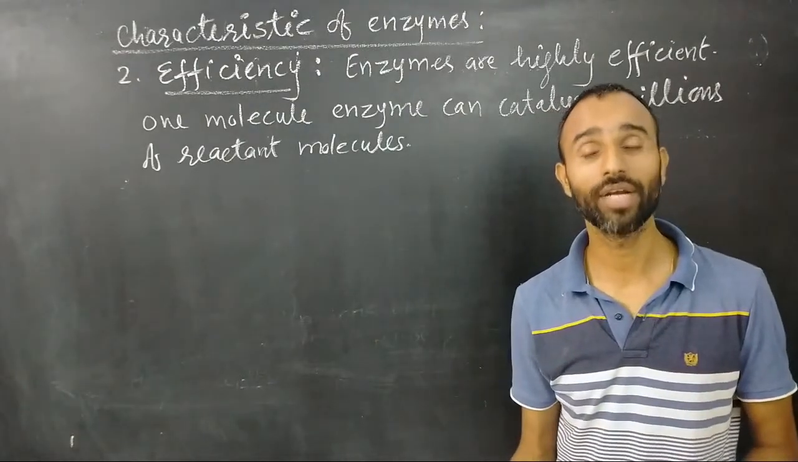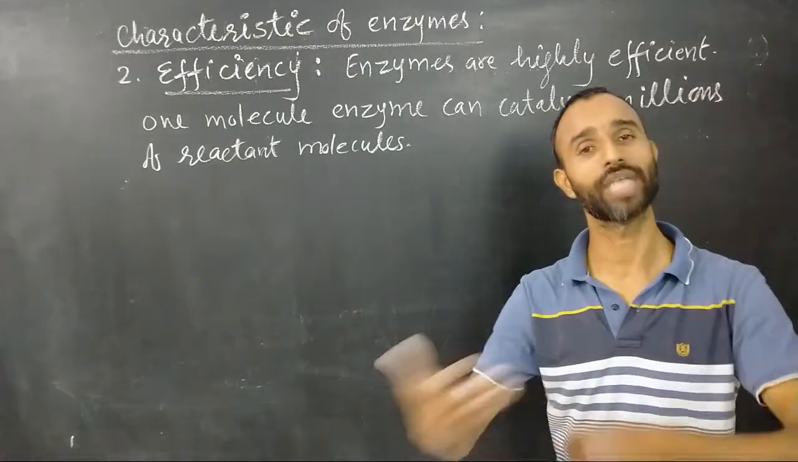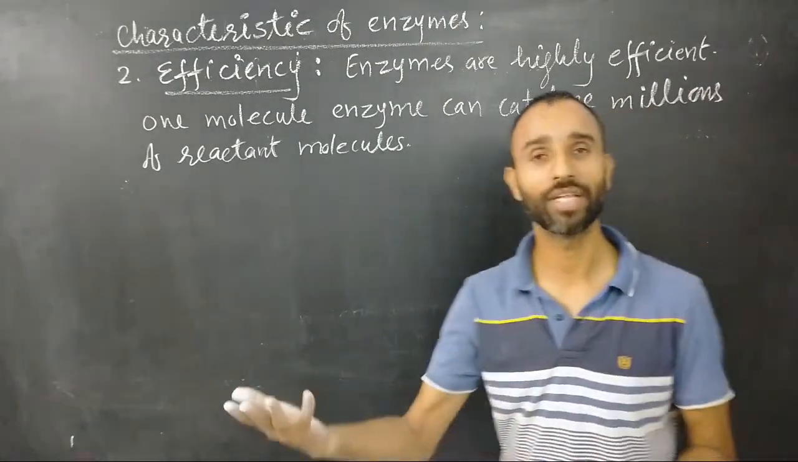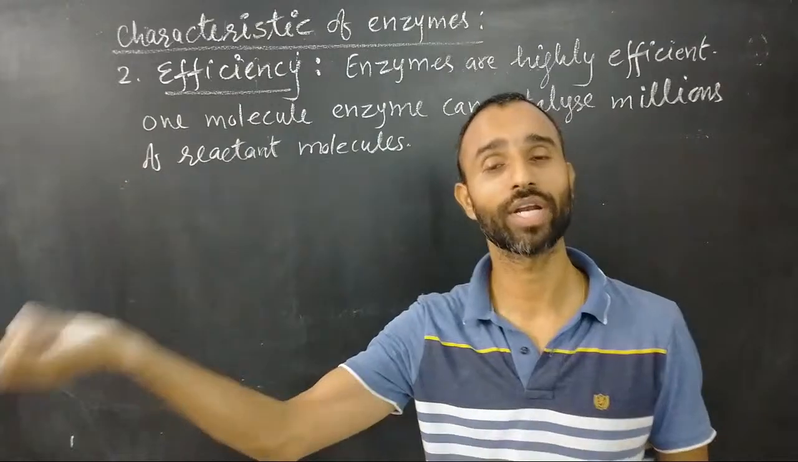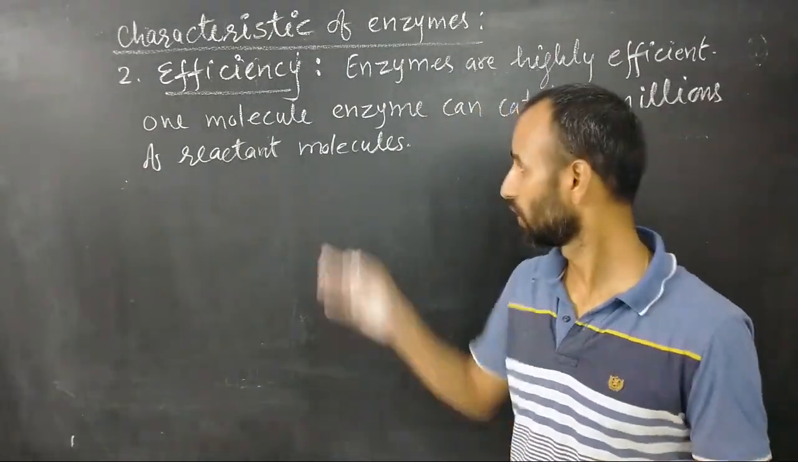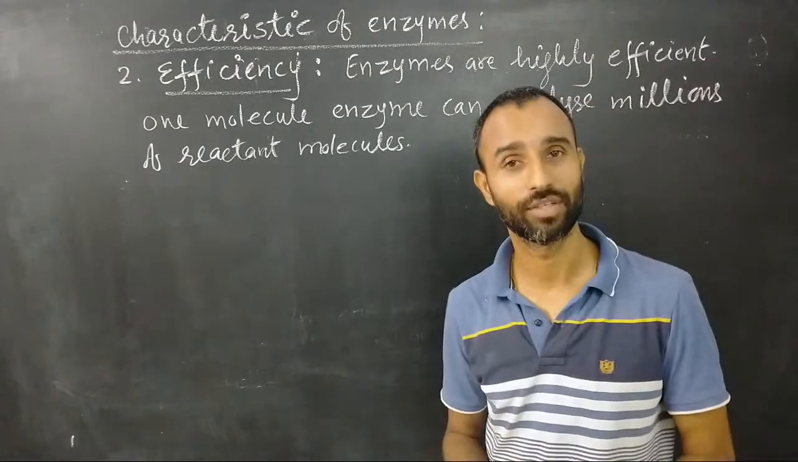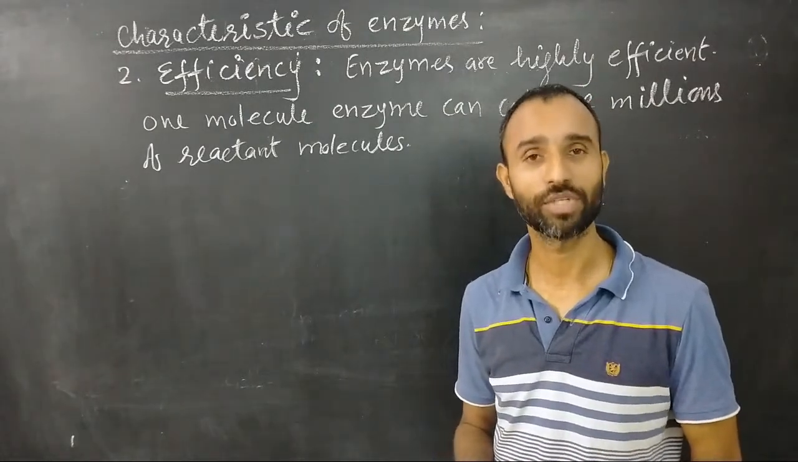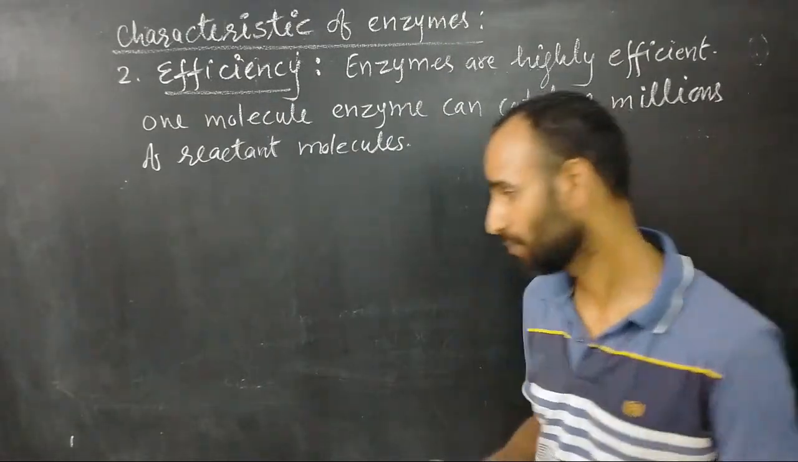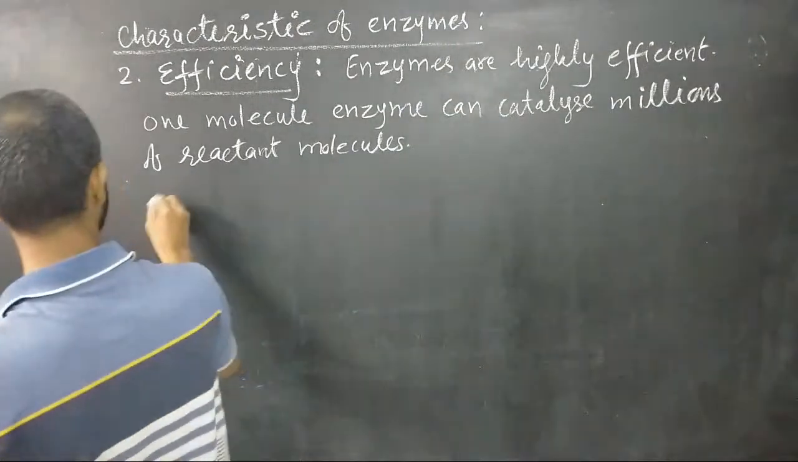One enzyme can catalyze millions of reactant molecules. There is no need of equal number of enzymes as that of reactant. It is not like that one enzyme can catalyze one reactant. It can catalyze millions of reactants per second. That is the efficiency of the enzyme.